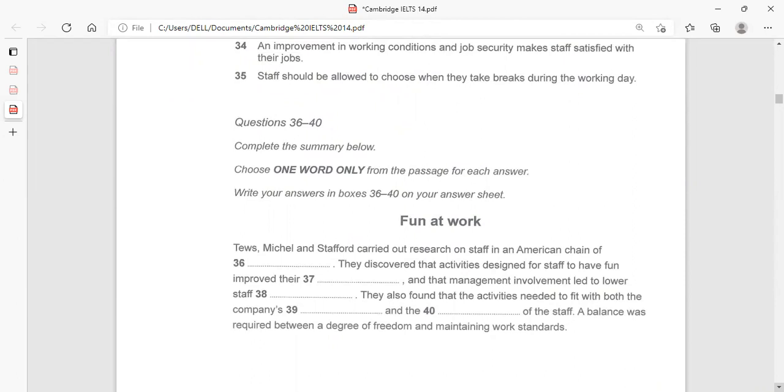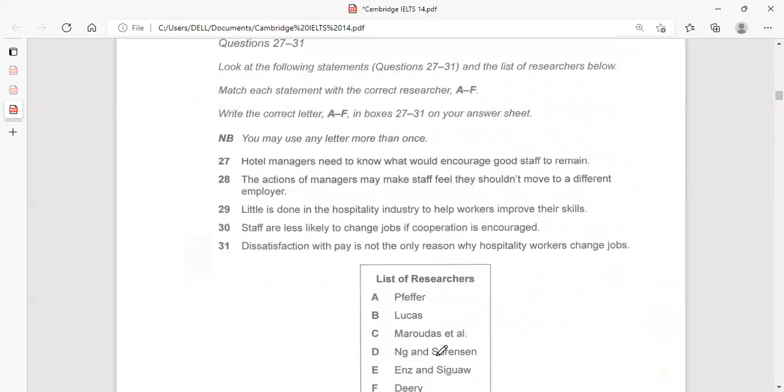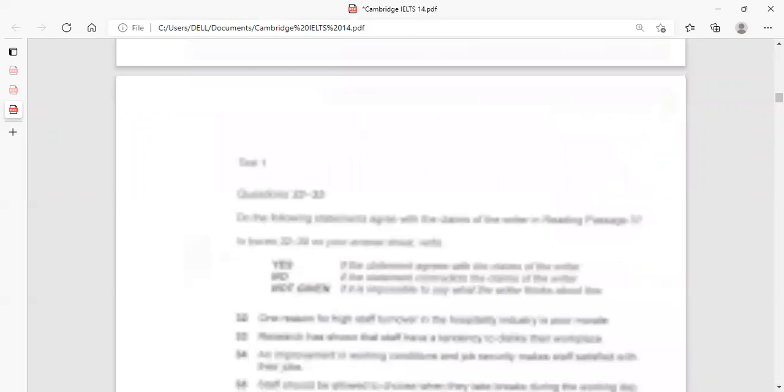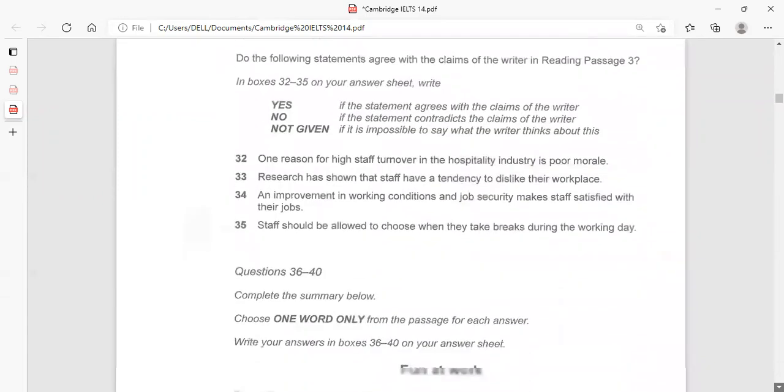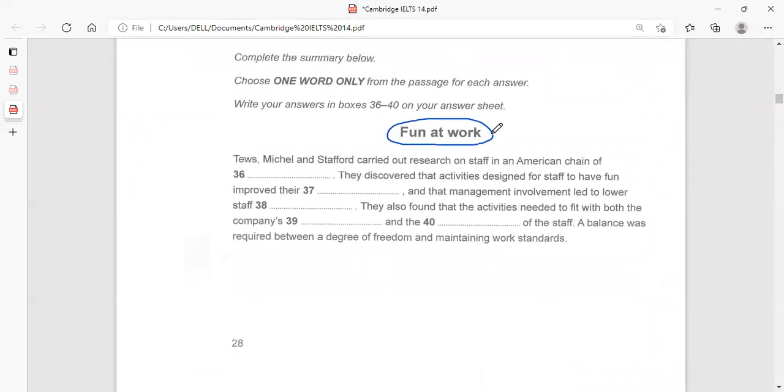Okay. Now, guys, talking about a real-time situation. Here you have a combination of questions. You have different types of questions. The first type of question that you have is matching the feature, where you have this list of researchers on your right, and then you have the statements you have to match, right? Then you have true, false, not given kind of questions, and then you have the summarizing question. This summarizing question has a heading. So the heading in a summary question is very important.